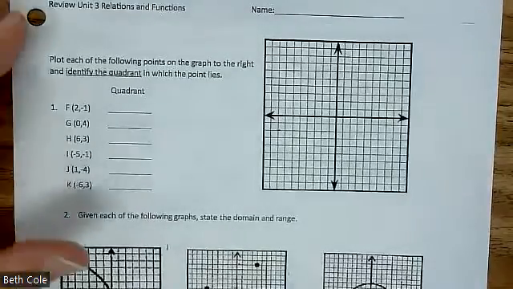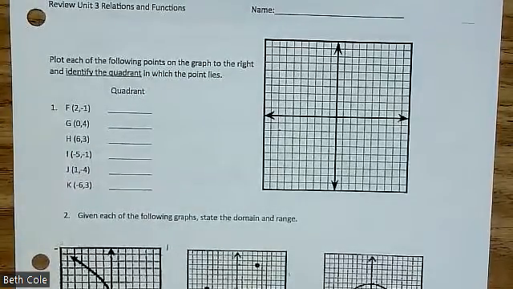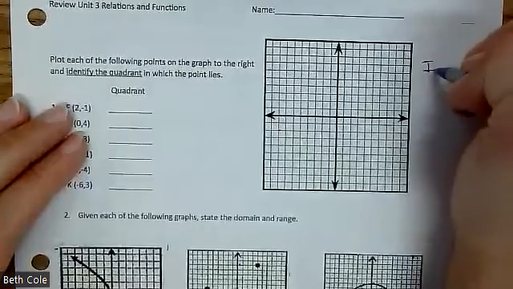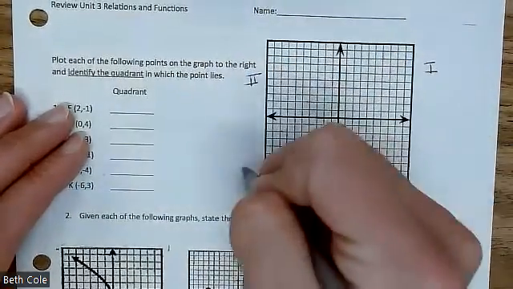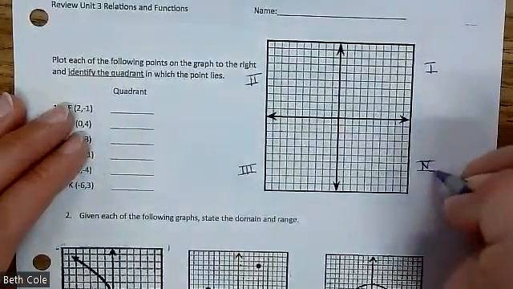So let's review the quadrants. Which one is 1? Top right, this is 1. And then you go counterclockwise. So this one is 2. This one is 3. This one is 4.